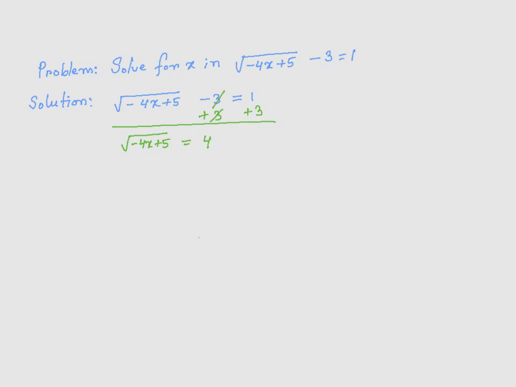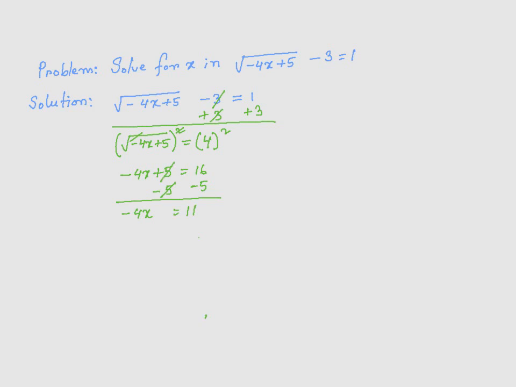hand side. Now in order to get rid of the square root, I need to square both sides of this equation. I square both sides of this equation. Now square and square root are going to cancel each other out. That's going to leave me with negative 4x plus 5 is equal to 4 squared, which is 16. Now I'm going to subtract 5 from both sides. That's going to give me on the left hand side just negative 4x, because negative 5 and positive 5 are going to cancel out, and on the right hand side 16 minus 5 is, by the way, 11.